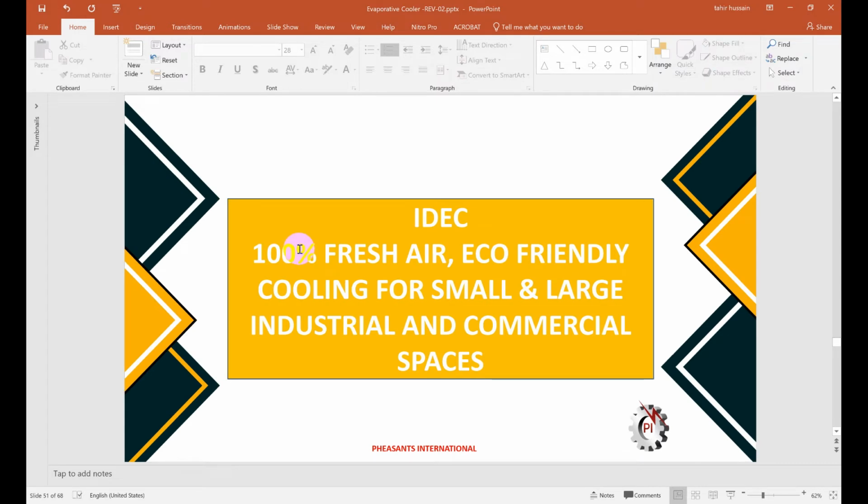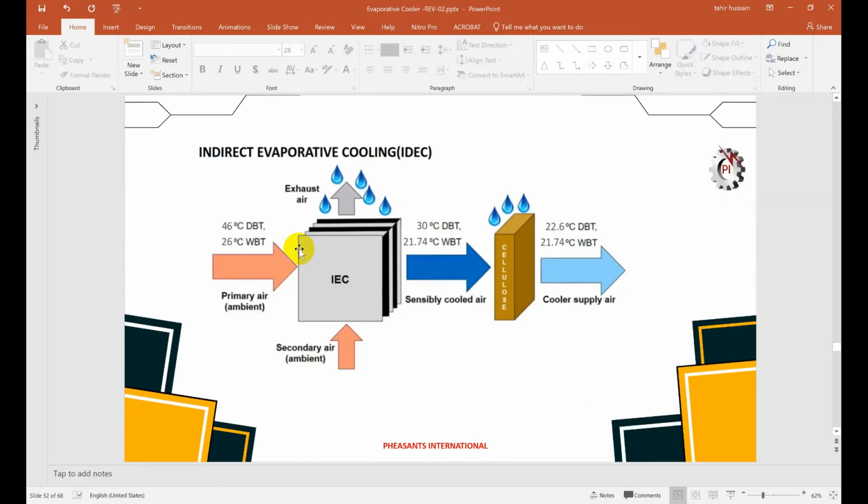Now we will see if we use the IDEC system as a pre-cooling system. For example, we have a building and we are using a DEC chilled water system, a conventional air conditioning system, and we are getting fresh air. If we use the IDEC system just to cool the fresh air, and give the cooled fresh air to our AHUs, then the cooling coil and the AHU size will also decrease. So how will we do it? Here we have the heat exchanger.